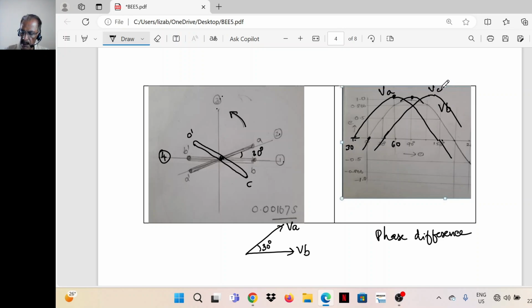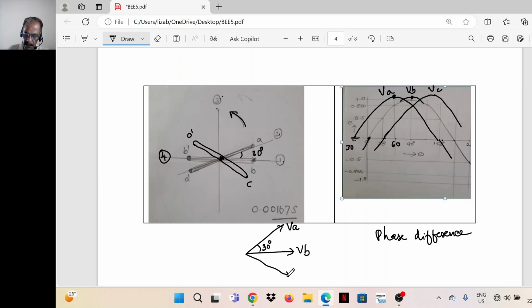This is Vc. This is Vb. So when the set of coils are rotating in the counterclockwise direction, Va comes first, then Vb, then Vc. That means VA is first, then VB, then VC. So VB is lagging behind VA by an angle of 30 degrees. And VC is lagging behind VB by an angle of 30 degrees.